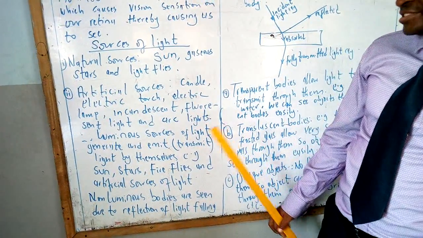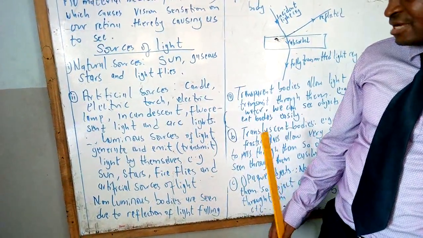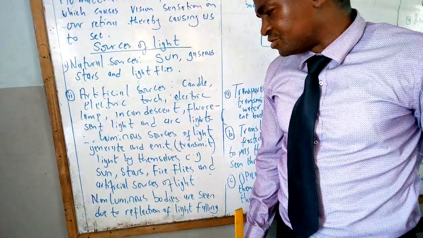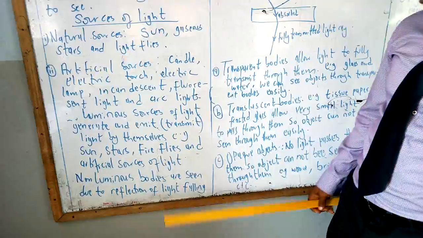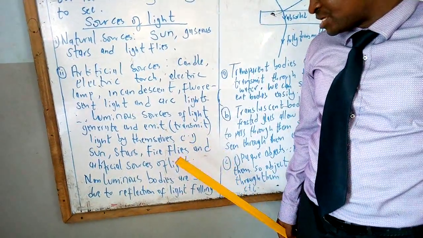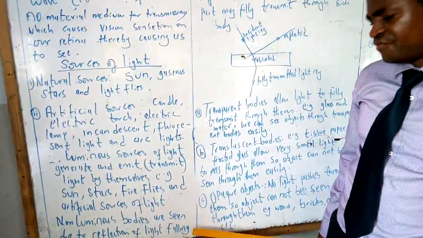Luminous sources of light generate and emit light by themselves. Examples of luminous sources of light include the sun, the stars, the fireflies, and the artificial sources of light. Non-luminous bodies are seen due to reflection of light falling on them.